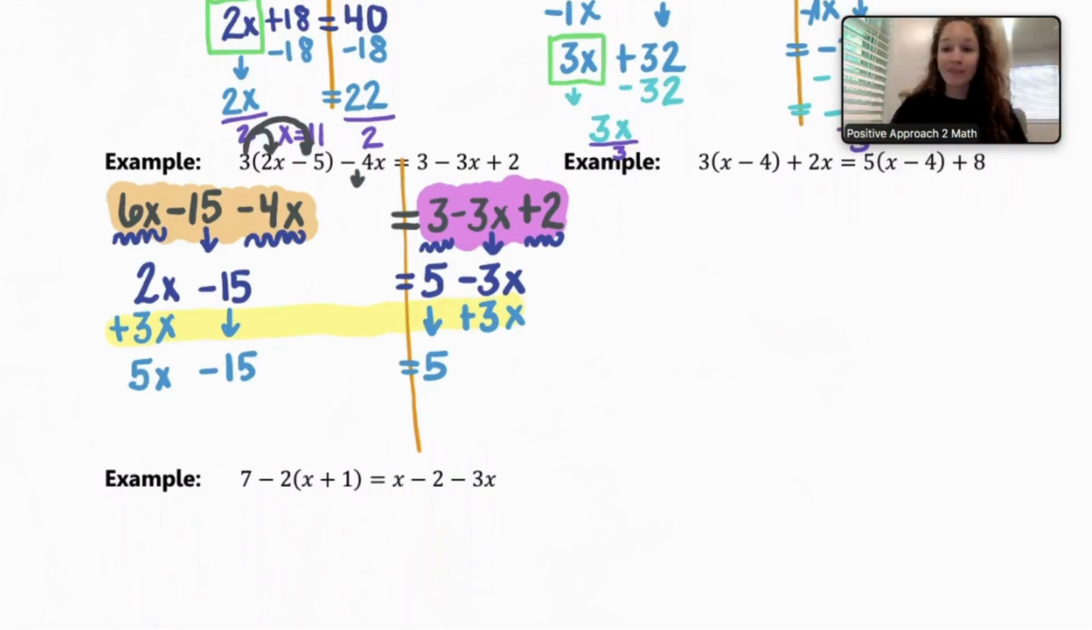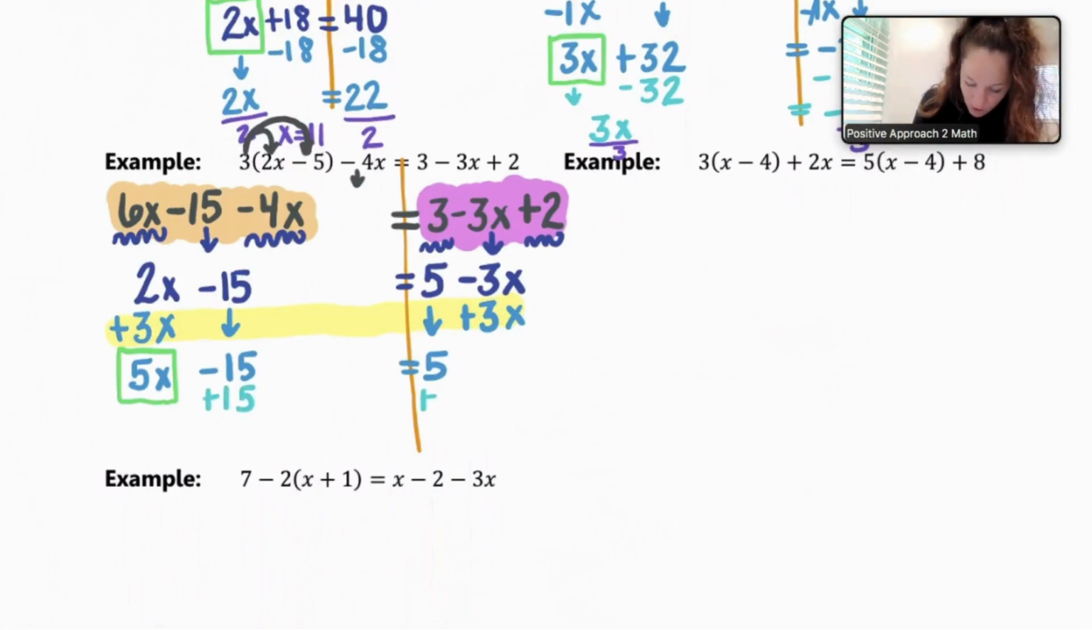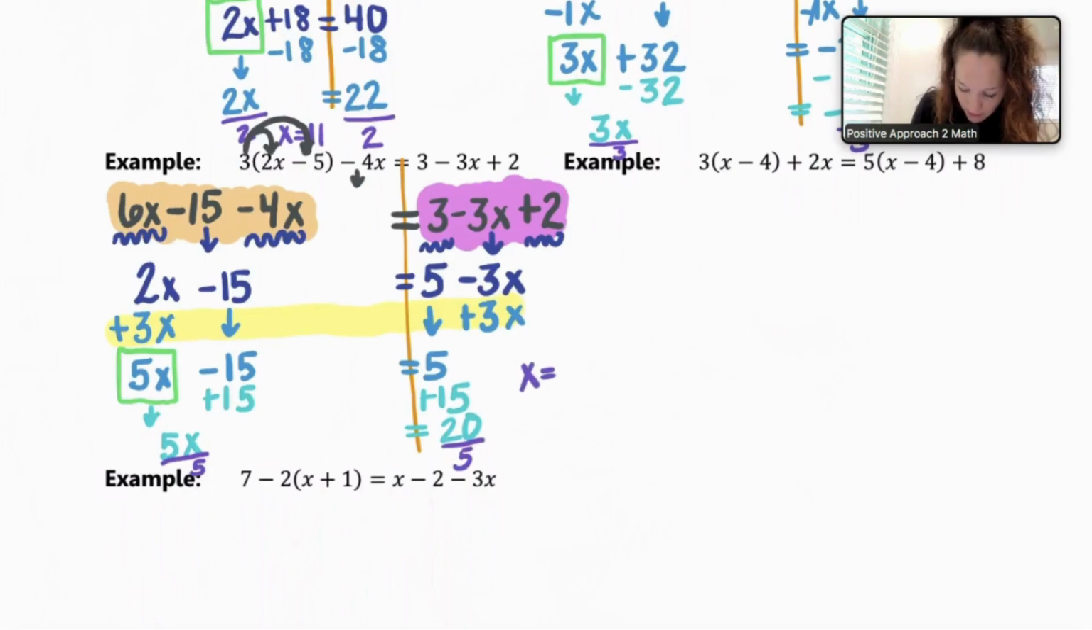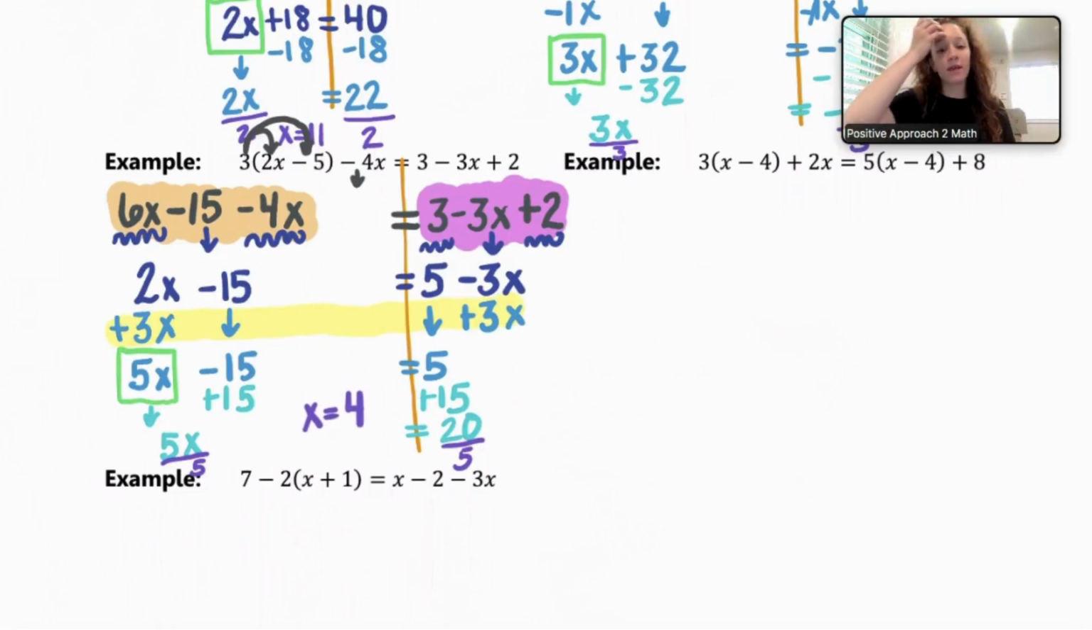And now from here, easy peasy lemon squeezy, 5x in the box, opposite of minus 15, got to get rid of that, plus 15. You should be a pro at your two-step equations. Oh, and once again, I'm probably going to run out of room. And then the opposite of multiplying by 5 is to divide. And 20 divided by 5 will leave us with 4. And I'm going to move that answer because we have another example. So we'll squeeze it right there.